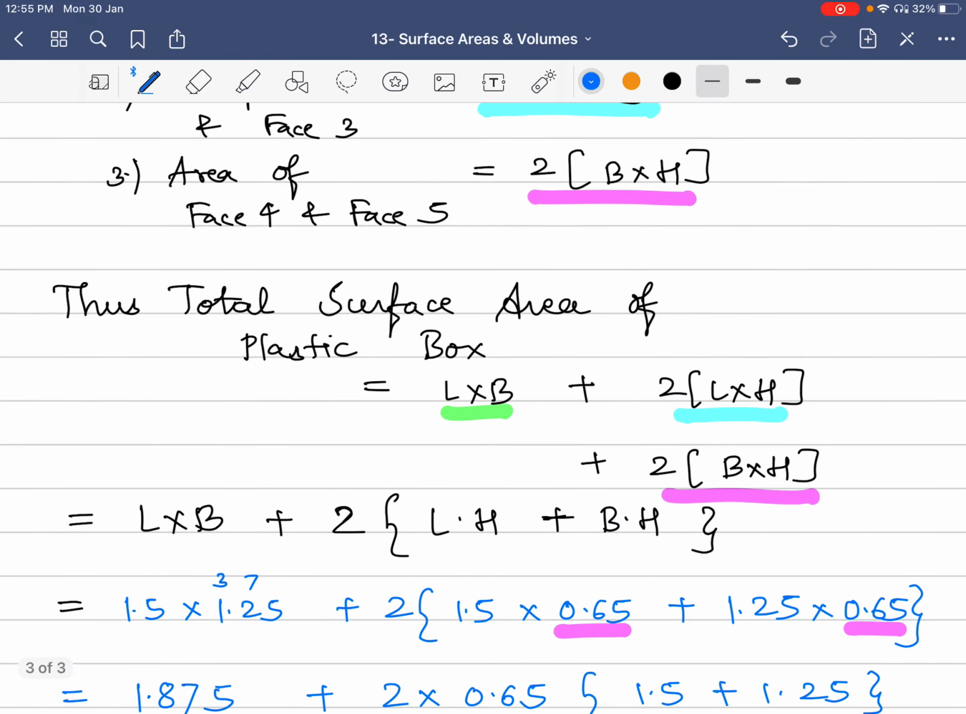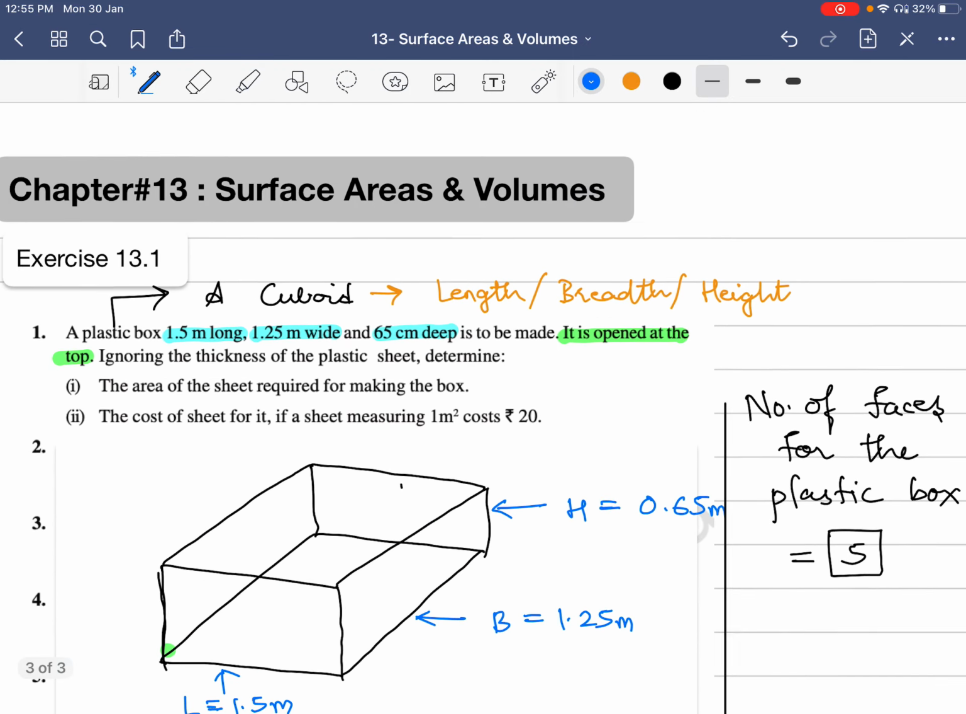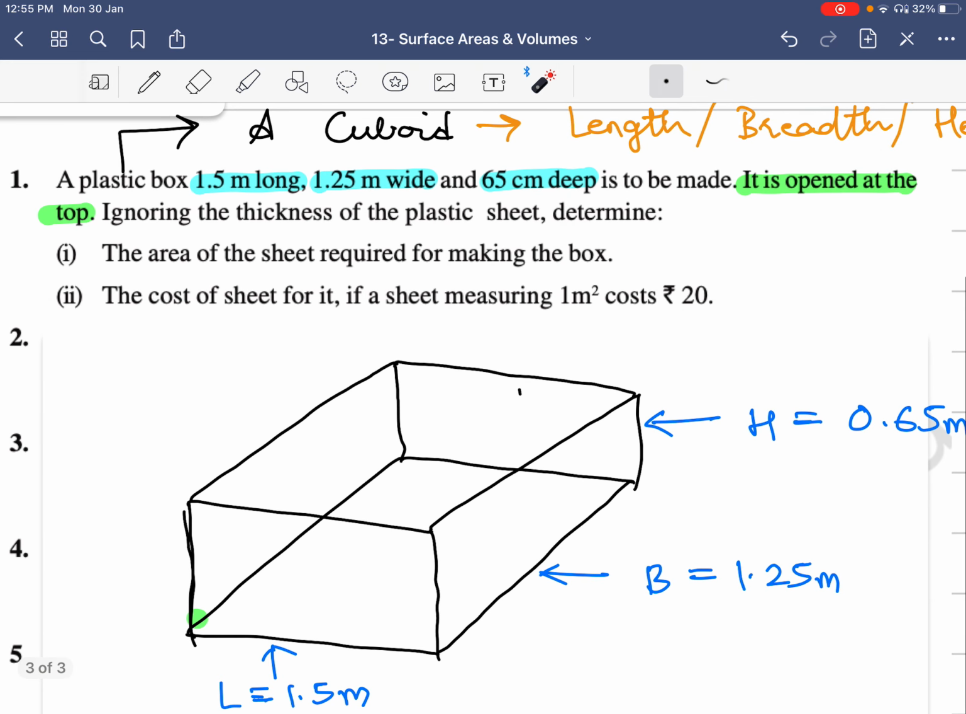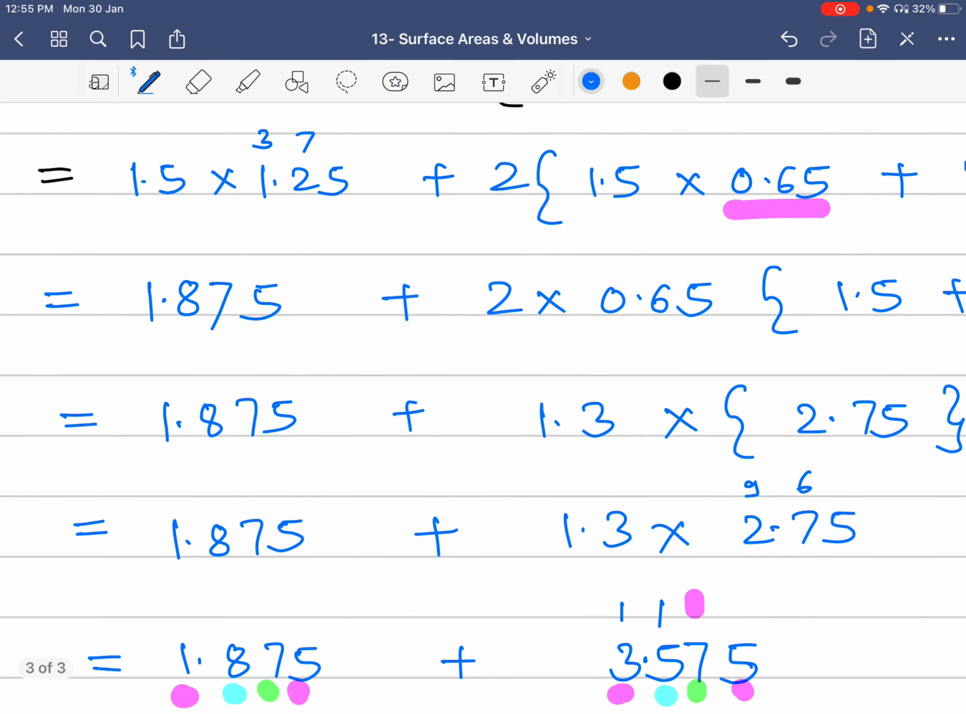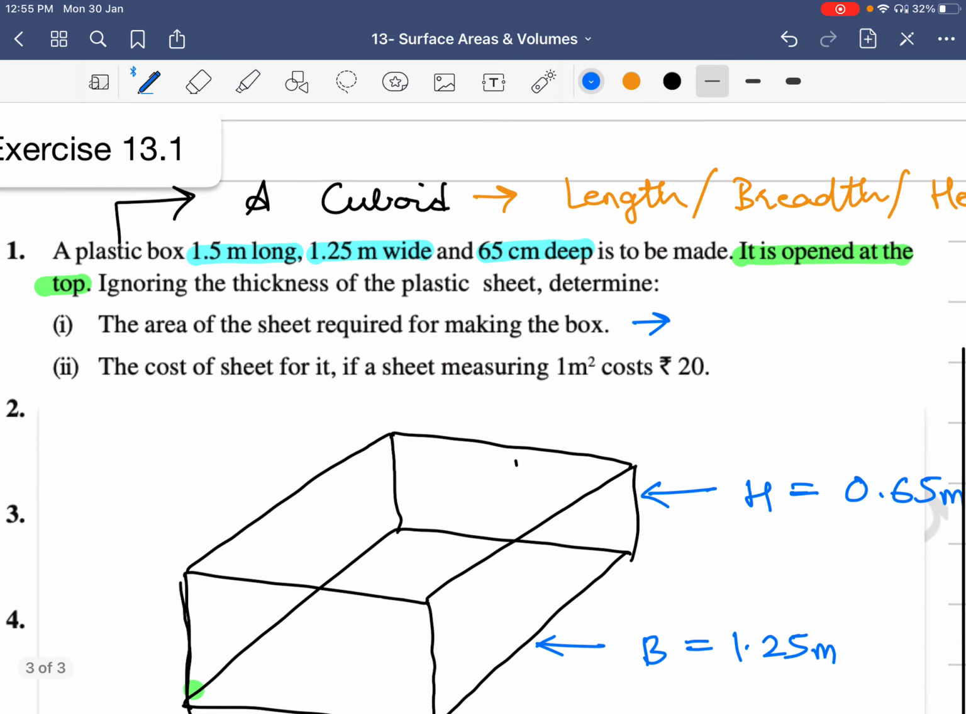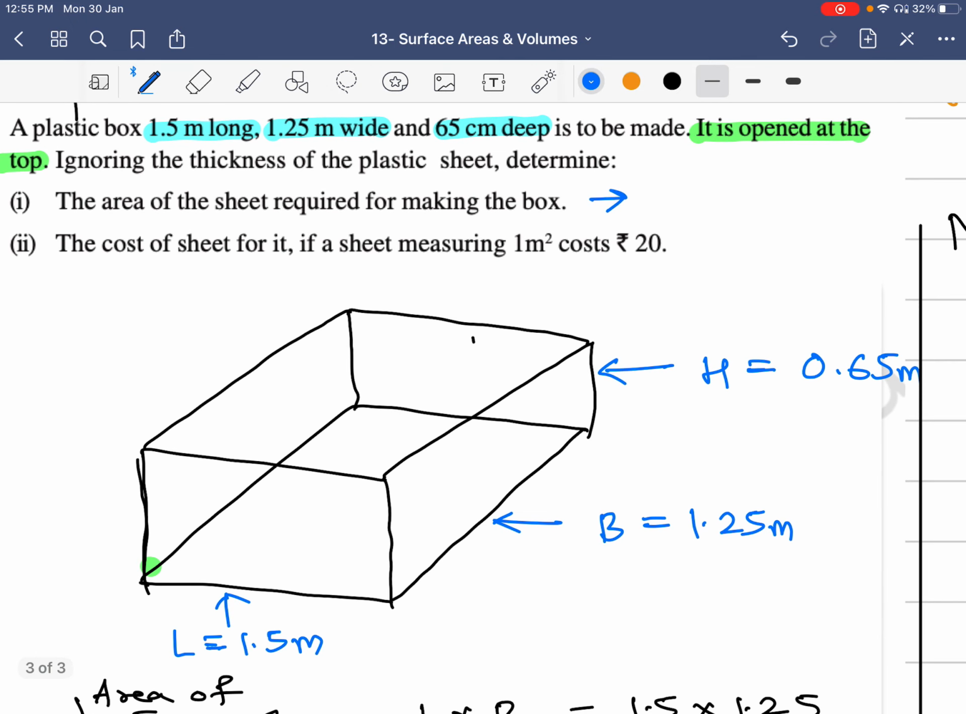So now let's scroll up and come to the question. Now what they are asking is, the first part is what we have solved, which is the area of the sheet required for making the box. Okay, so I'm just going to make a note here. That is equal to, what was the exact number? 5.45 meter square. So thus the first problem is done.